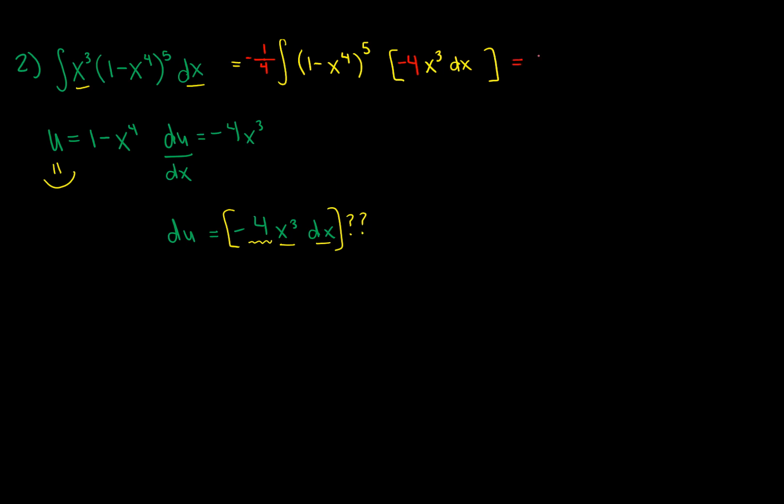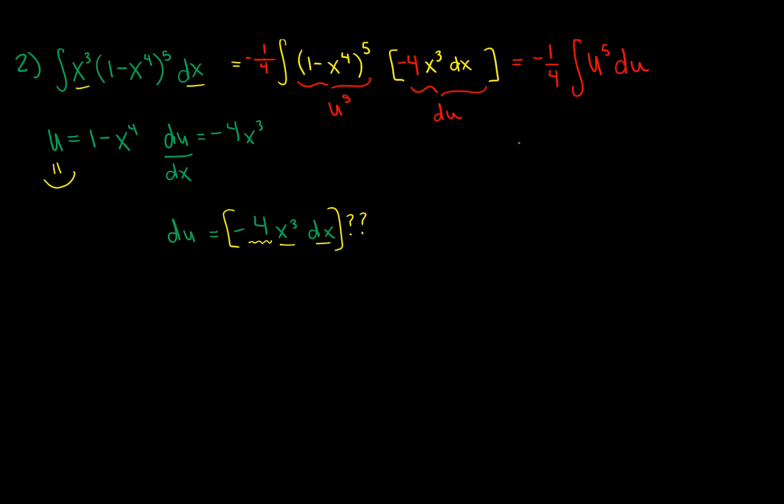And now I'm going to rewrite it. The -1/4 in the front goes along for the ride. Here I've got my integral, and this is going to be u to the 5th. This whole thing here is my du. This piece right here is my u to the 5th. So now I've turned this complicated integral into an easier integral for me to manipulate: -1/4 integral of u to the 5th du.